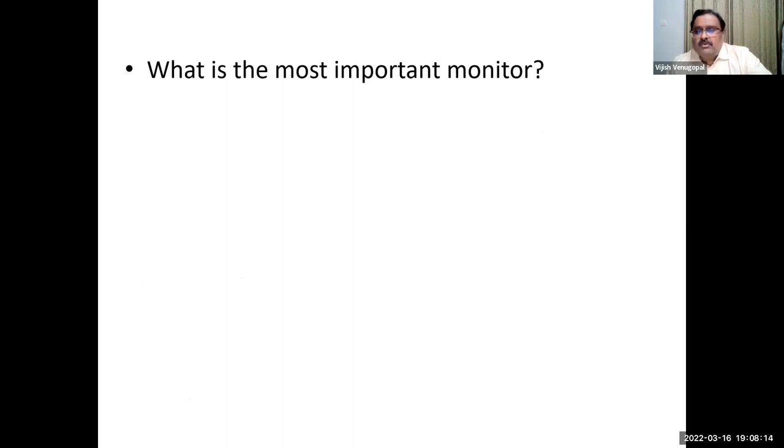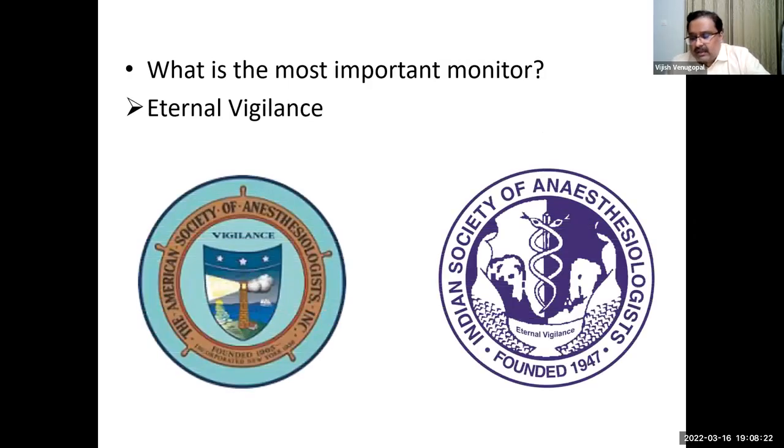So which is the most important monitor? The most important monitor is the anesthesiologist with eternal vigilance. And this is amply embedded in our logo, both of the American Society of Anesthesiologists as well as the Indian Society of Anesthesiologists. So eternal vigilance is the most important monitor that we have.